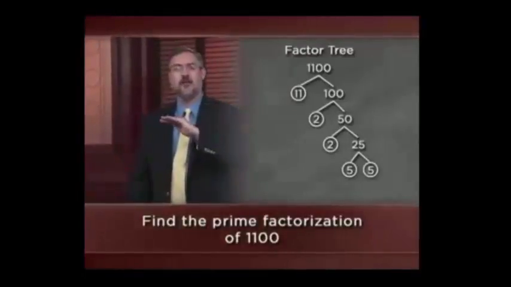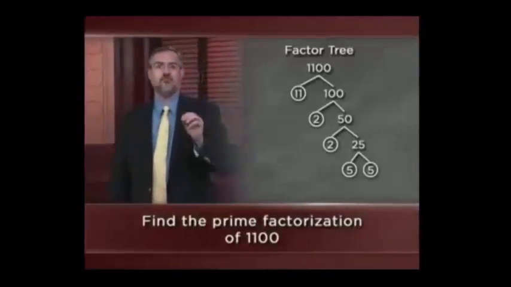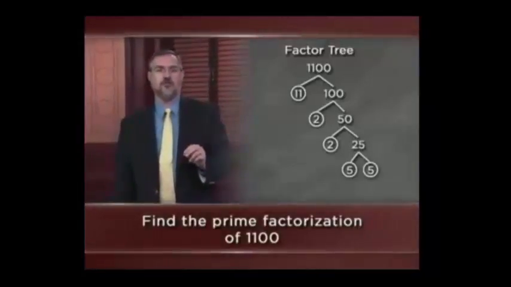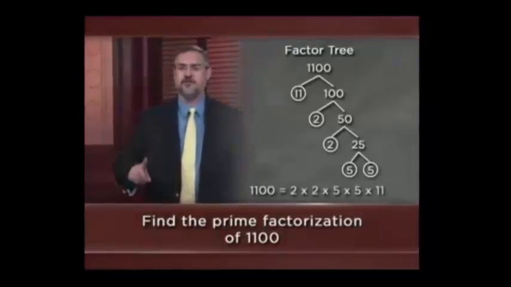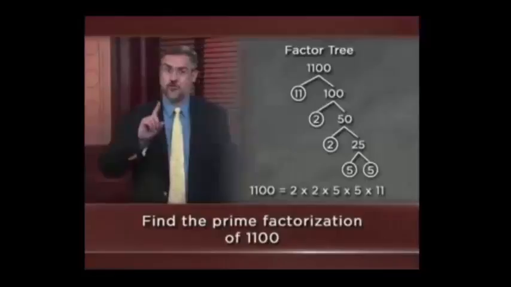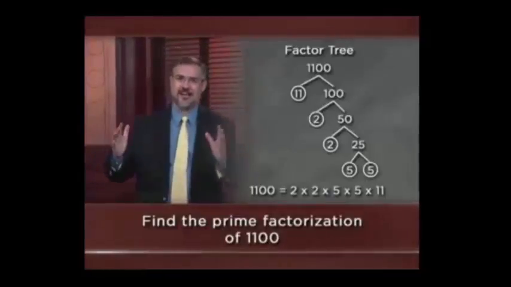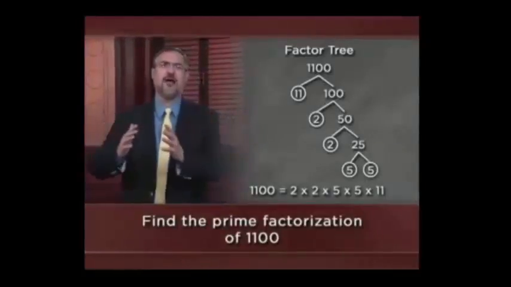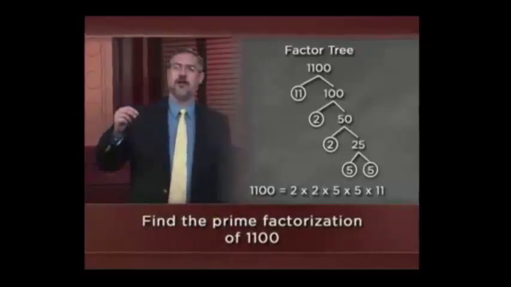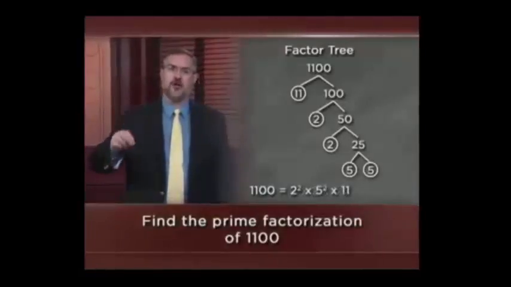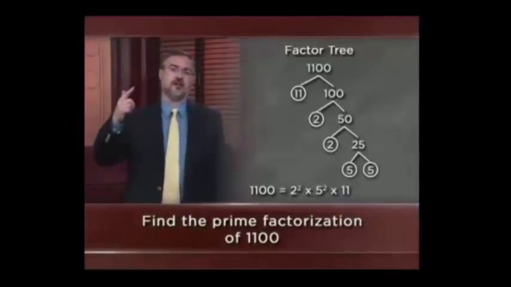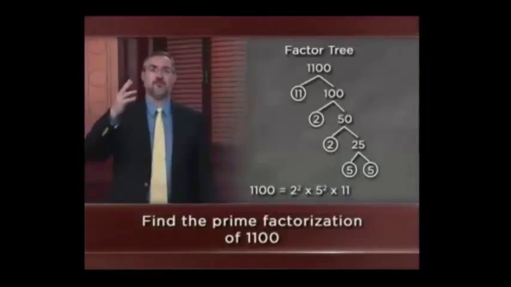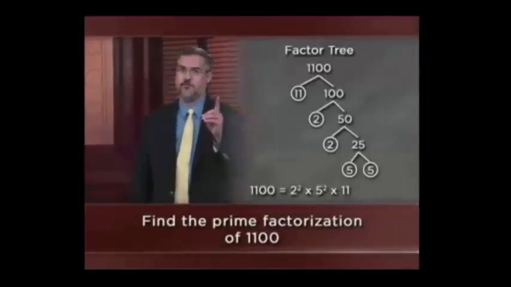And that means that I'm done with my work. I now can write down the prime factorization of 1100. It's equal to 2 times 2 times 5 times 5 times 11, which I really suggest we put in exponential notation because it's in a more compact form, and it would be written as 2 to the second power times 5 to the second power times 11, which is the same as 2 to the 2 times 5 to the 2 times 11 to the 1.